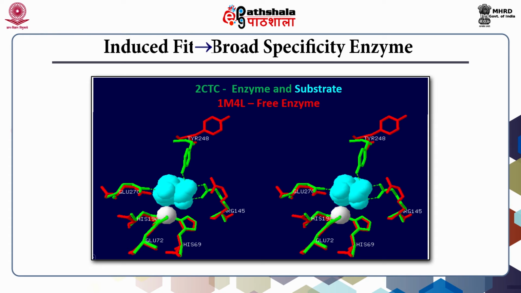Select these 6 residues using the control panel, with the first residue selected with a left click and subsequent residues selected with control plus left click, in both the structures. Do not select L-phenyl lactate and zinc ion in the 2CTC layer. This will have the same 6 residues, that is, glutamate 270, histidine 69, glutamate 72, histidine 196, tyrosine 248 and arginine 145 selected in both forms of the enzyme. This selection will be used for calculating RMSD.